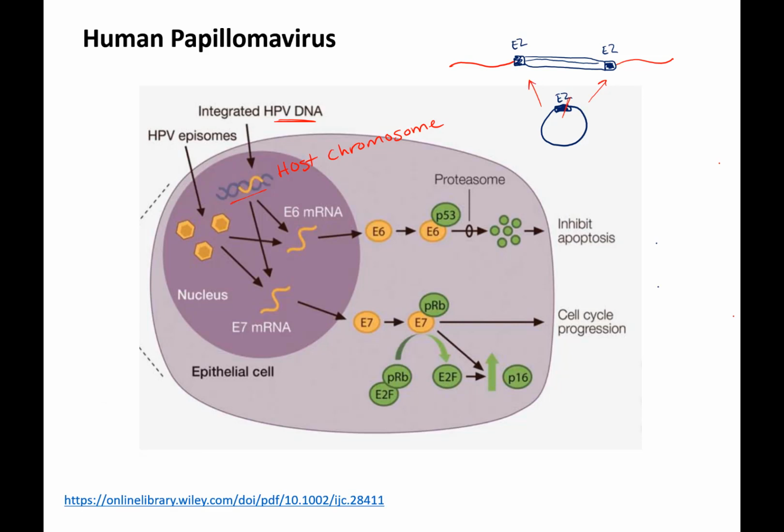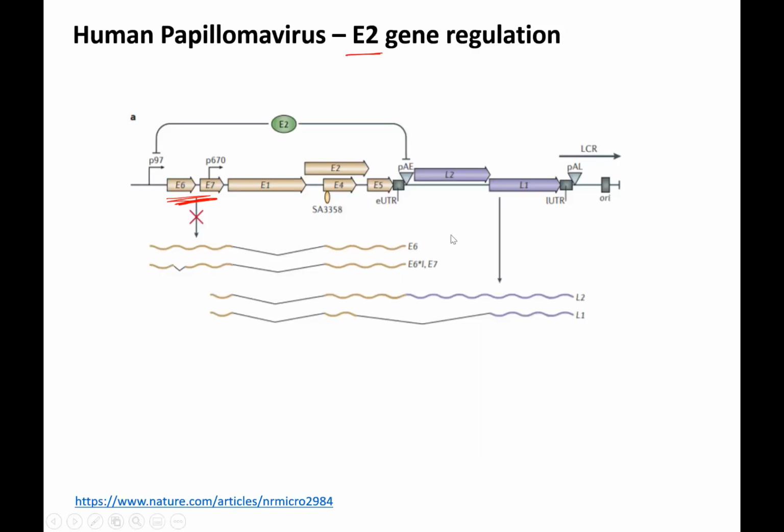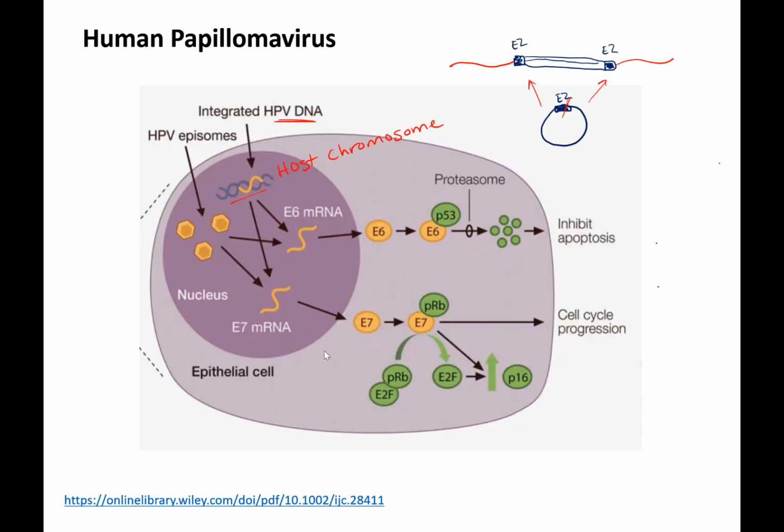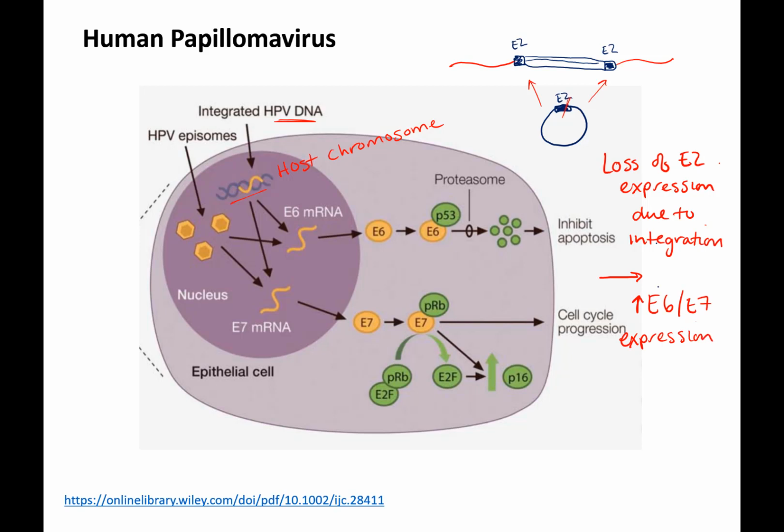Why is that important? Well, if E2 is no longer regulating the expression of these genes E6, E7, then what we're going to talk about is you get an increase, so loss of E2 expression due to integration leads to an increase in E6, E7 protein levels. And that's where our issue comes for cancer.